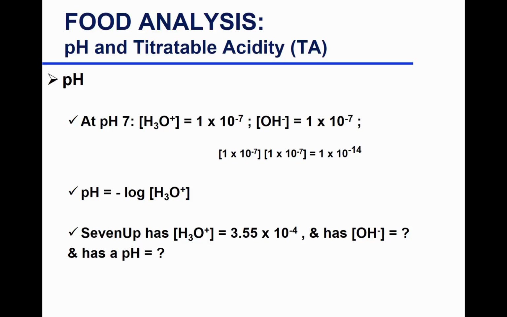So if we want to predict the concentration of OH groups in a 7-Up that has a given concentration of hydronium ion, how can we predict the concentration of OH minus and the pH? So we apply this equation. You want your calculator with the anti-log and log functions, so you can do the calculations on your piece of paper.